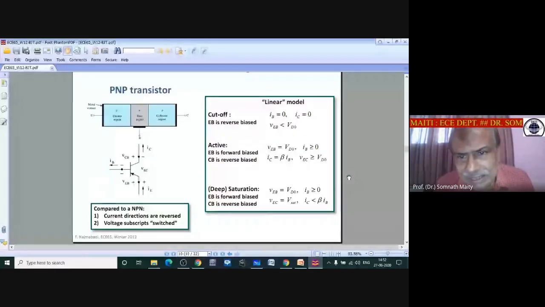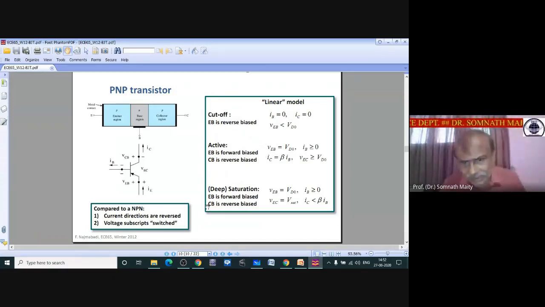So here it is written, cutoff means base current is 0, collector current is 0, and emitter base junction is reverse biased. This reverse bias means you have to apply a voltage less than V-D0, 0.6 volt. What is 0.6 volt? This is the voltage to be applied for conduction of our diode. So if the voltage is less than this, then the emitter base will be reverse biased. Active means emitter base junction forward, collector base junction reverse.